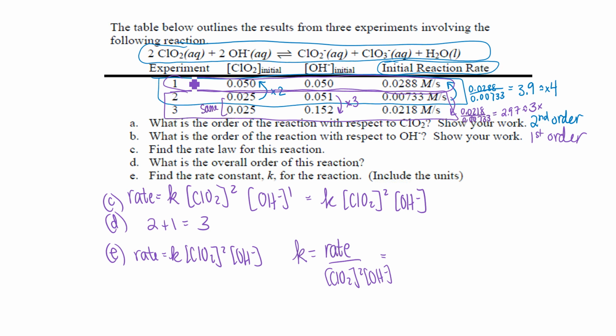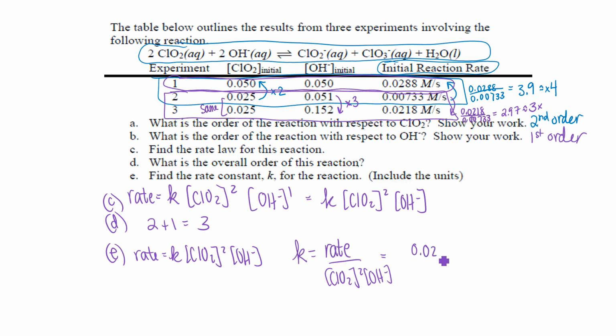The idea behind K is it is a constant. So no matter which set of data you use, you should end up getting the same value here, as long as we are carrying out these reactions at the same temperature. Because K, it turns out, is temperature dependent. But we're assuming we're carrying all these out at the same temperature. So I'm going to use experiment 1.